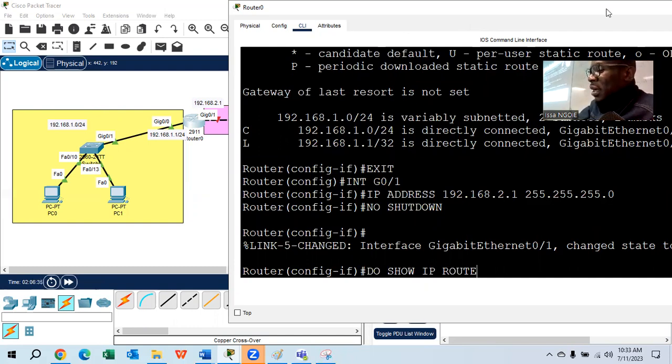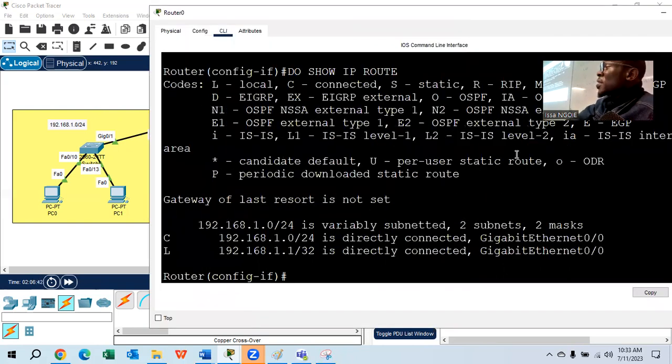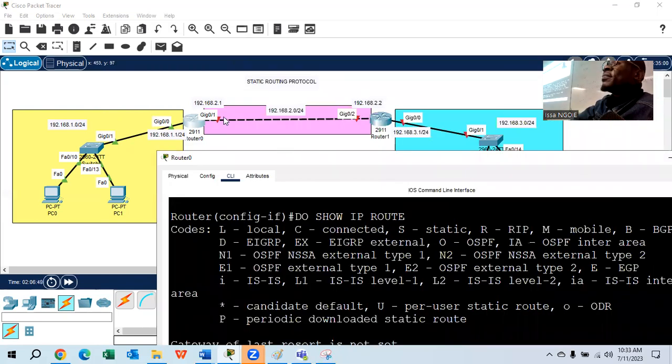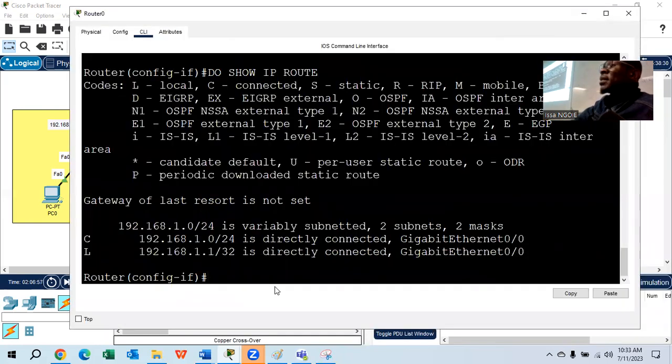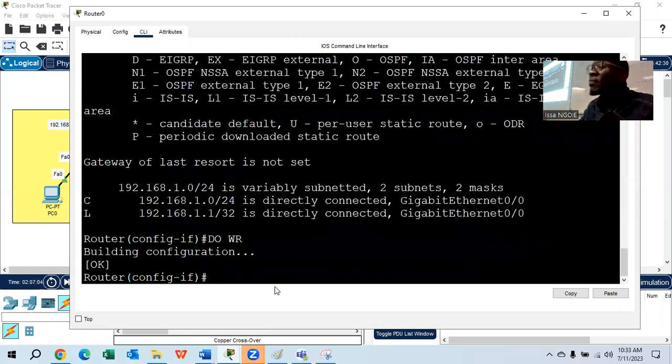Do show IP routes. What did you see? Is the 2.0 still there? No. Why? Because you can see it's red. It must be green, right? Remember, we have to save because sometimes... Do write. Do space WR. And we can go to the second router.